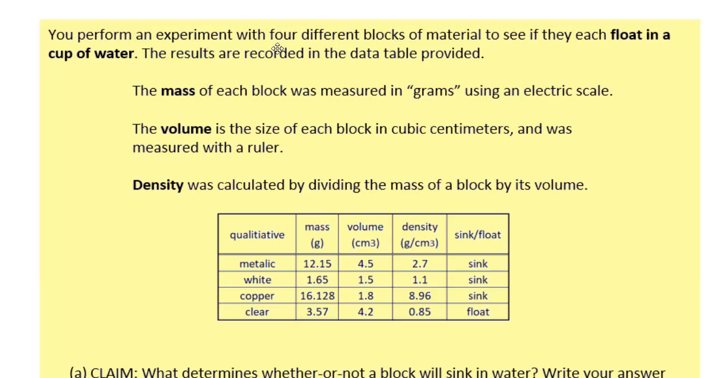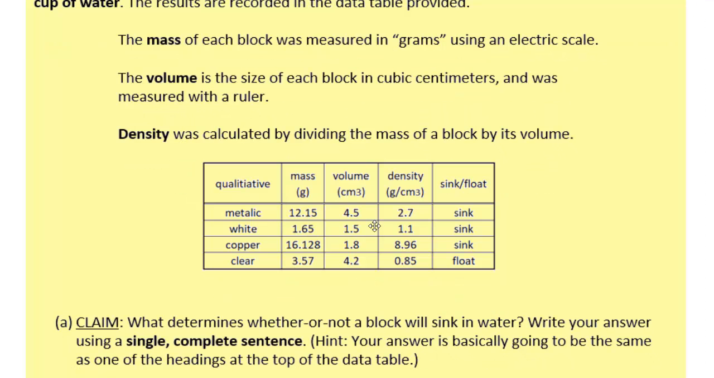Here you perform an experiment with 4 different blocks of material to see if they each float in a cup of water. The results are recorded in this data table, and then there's some information about what is mass, volume, and density. And here's your evidence right here. Lots of numbers and lists.